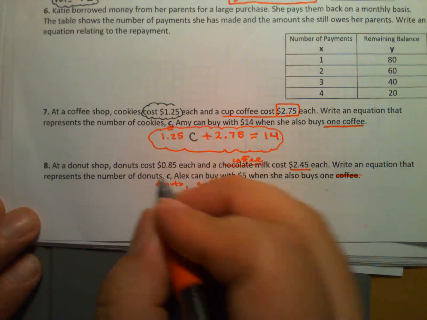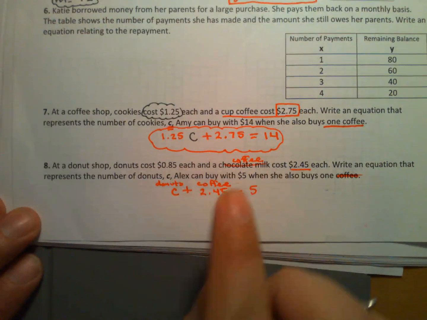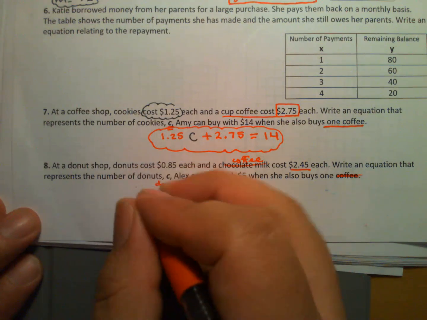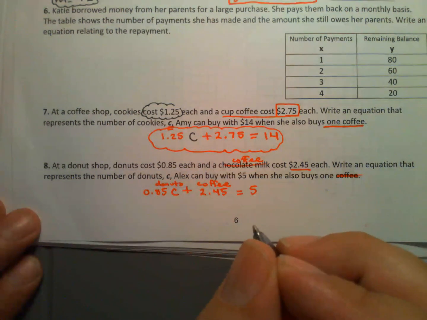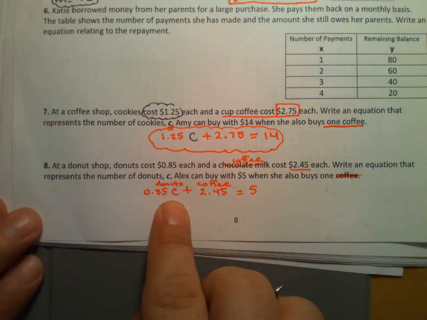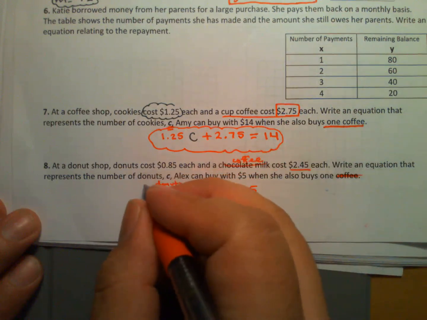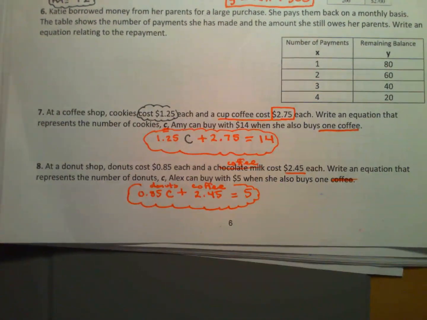They said the number of donuts C. So we don't know how many donuts that will be that Alex will be able to afford with only $5. But we know each donut is 85 cents. So 0.85C for donuts plus 2.45 will equal the $5. And so just like that, we have our formula for how to find out how many donuts Alex can buy if all Alex has is $5.